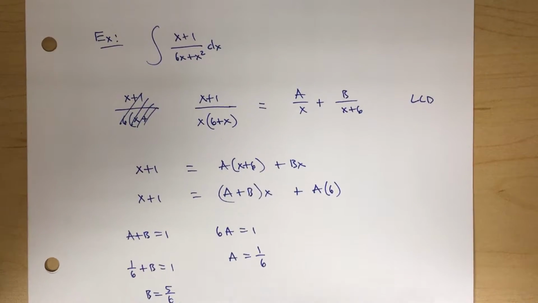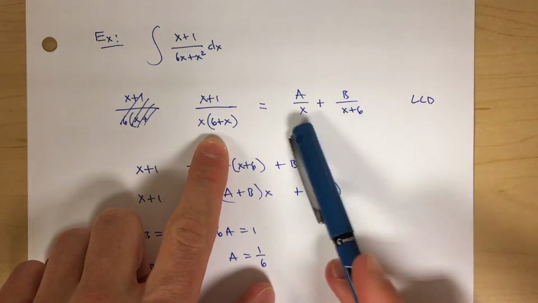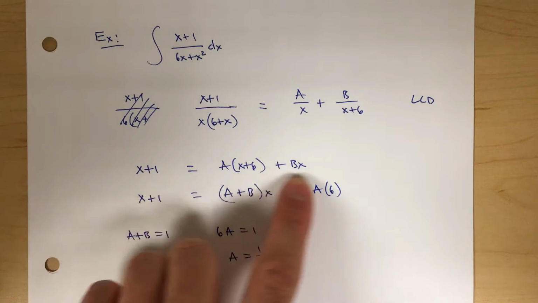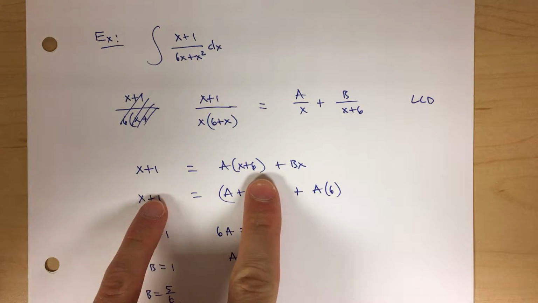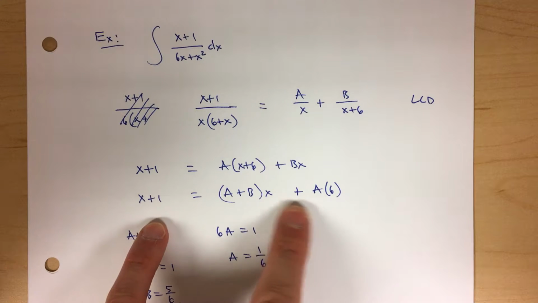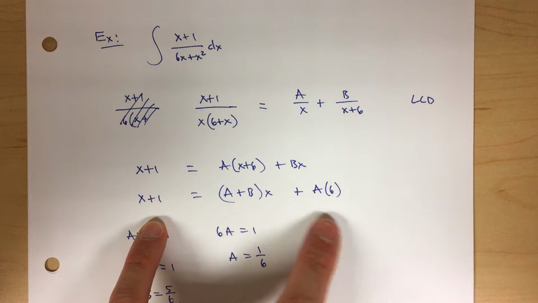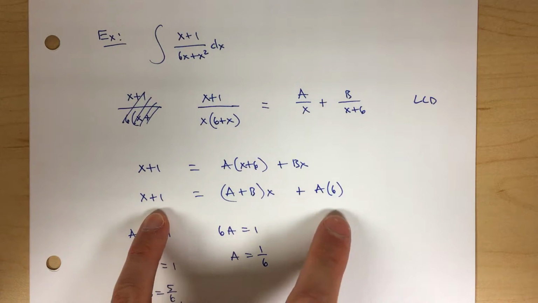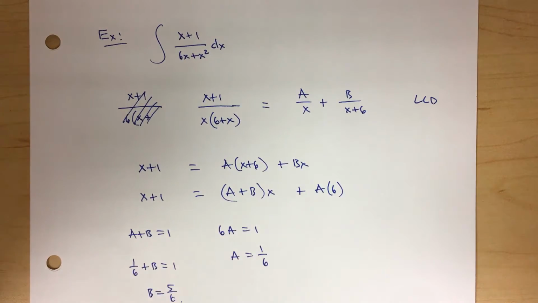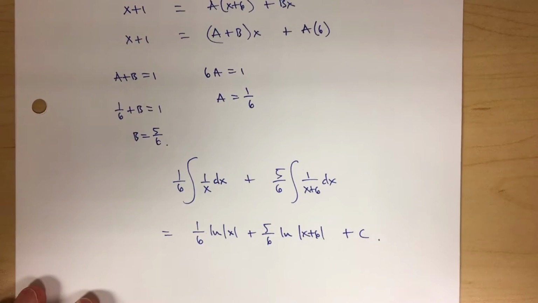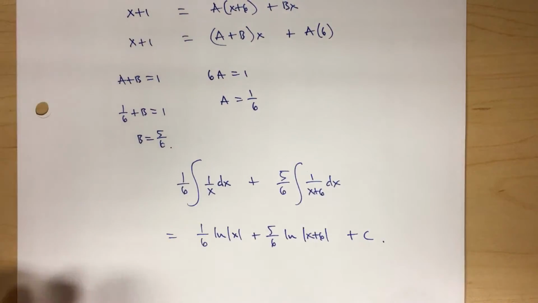So again, factored the denominator, wrote two separate fractions with unknown constants a and b, multiplied by the least common denominator to make my equation simpler, wrote it as something times x plus a constant so that I can see that a plus b needs to equal 1 and 1 needs to equal 6a, and then solved for a and b, and then integrated. Great.